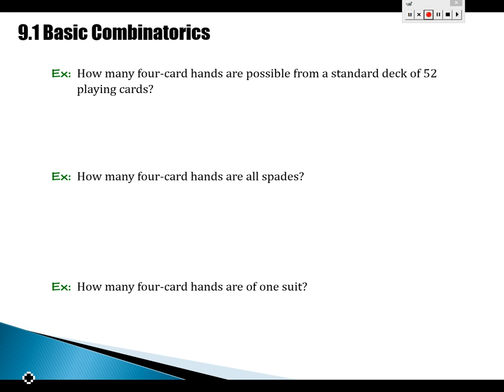All right, Alexis, go ahead. What's the calculation and what is the answer? Thank you, guys. 52 what? Choose 4, yeah. 52 choose 4 is equal to something large. Agree, people out there? Got a lot of 4-card hands, yes.